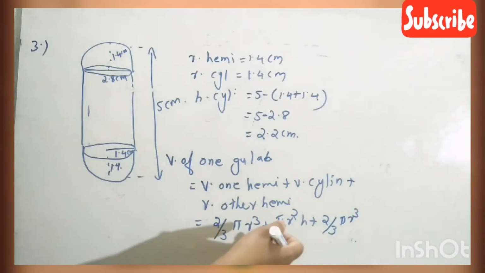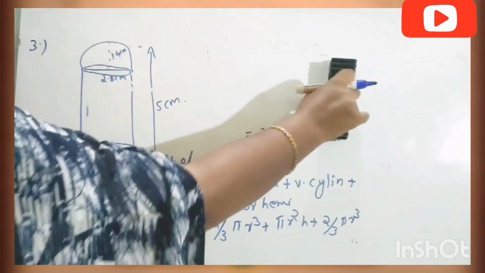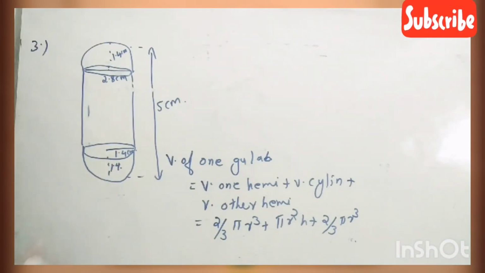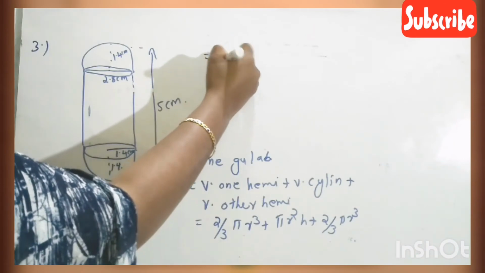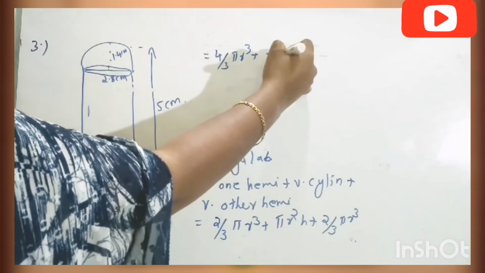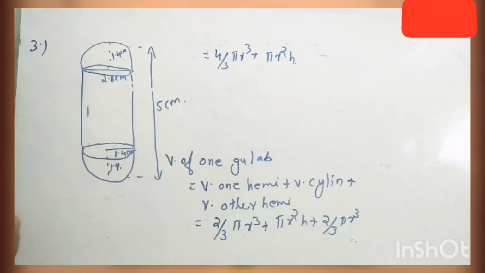Okay, and this we can write it as 2 by 3 pi r cube plus 2 by 3 pi r cube, that we can write as 4 by 3 pi r cube plus pi r square h.